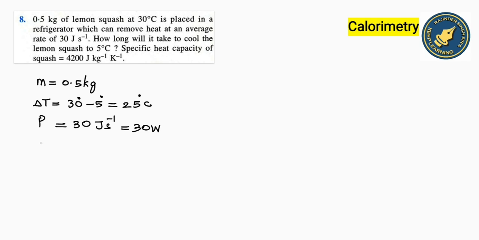Fine. How long will it take? It's a normal sum now. Time is how much. Specific heat capacity is also given to you. So we can write Q is equal to PT. Q is also equal to MC delta T. Hence I can write PT is equal to MC delta T. Substitute the values.